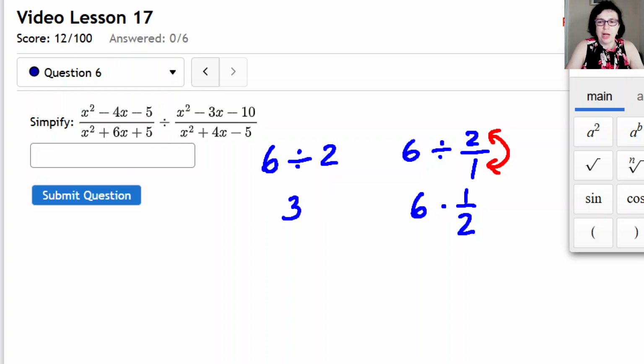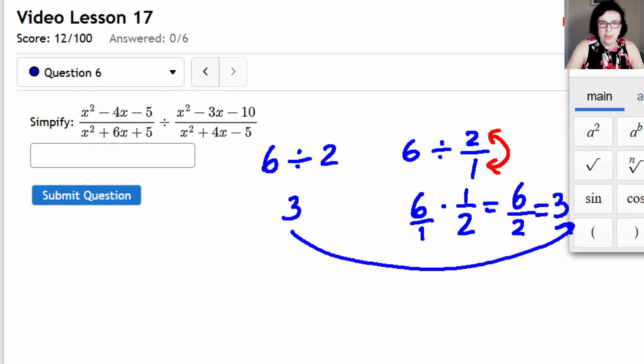But what is 6 times 1/2? Well, okay, think of 6 as 6 divided by 1. How do we multiply fractions? Straight across, right? So 6 times 1 is 6, and 1 times 2 is 2. But what is 6 divided by 2? That's 3. Do you see that I get the same thing?